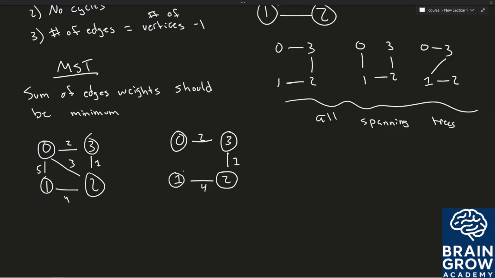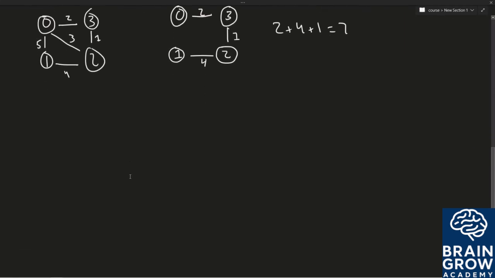And now we have a connected graph, and we are minimum because we have 2 plus 4 plus 1 is equal to 7. And every other path that we take from here to create a minimum spanning tree will be greater than 7. So that was a pretty simple example that we could look at.